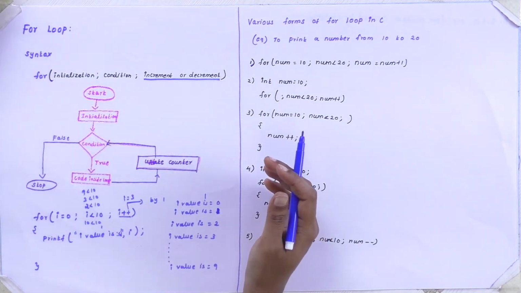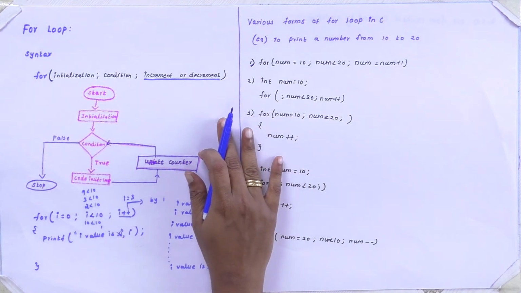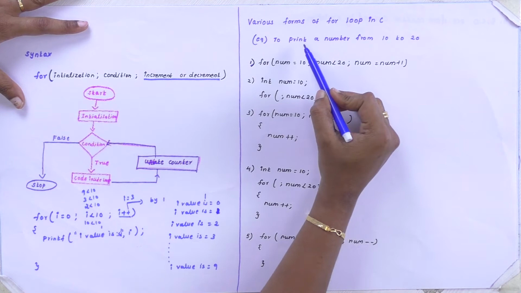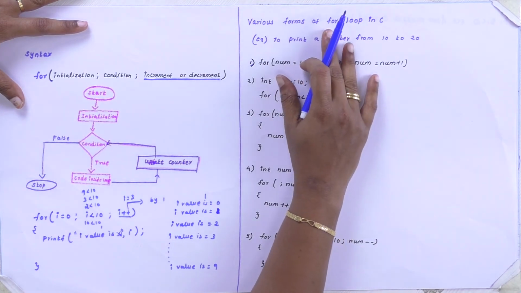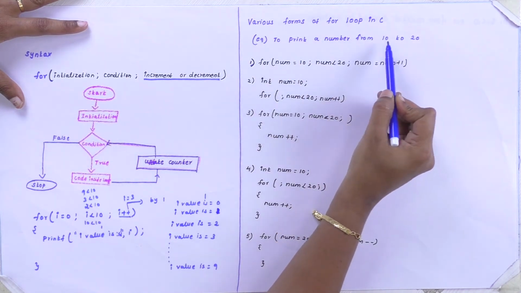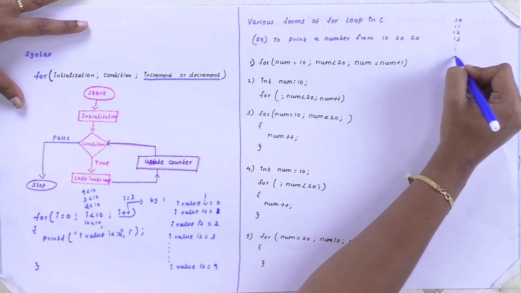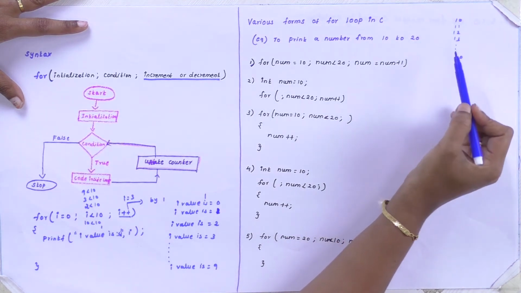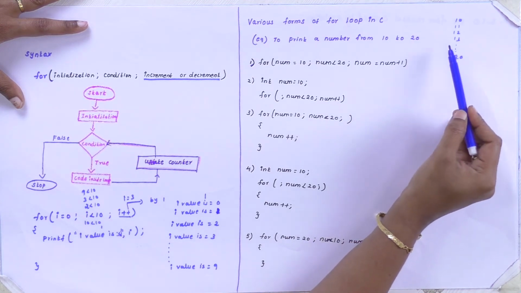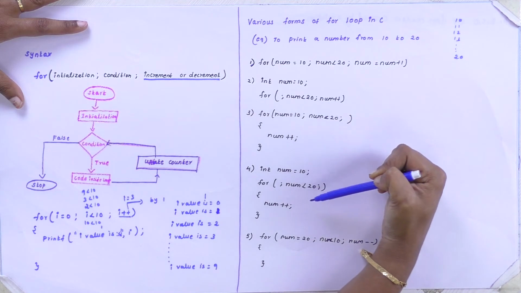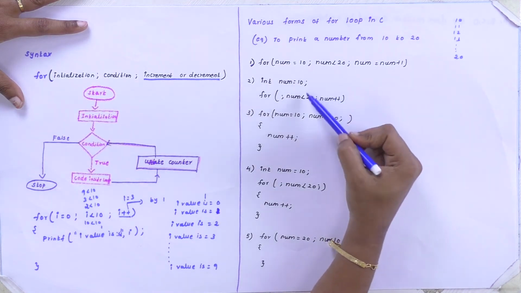Next we will see the various forms of the for loop used in C programs. So let's take an example. Here I am going to print the numbers from 10 to 20, for example 10, 11, 12, 13 up to 20, using a for loop. Here I am giving it in different forms like this. You can use any of the forms mentioned here.